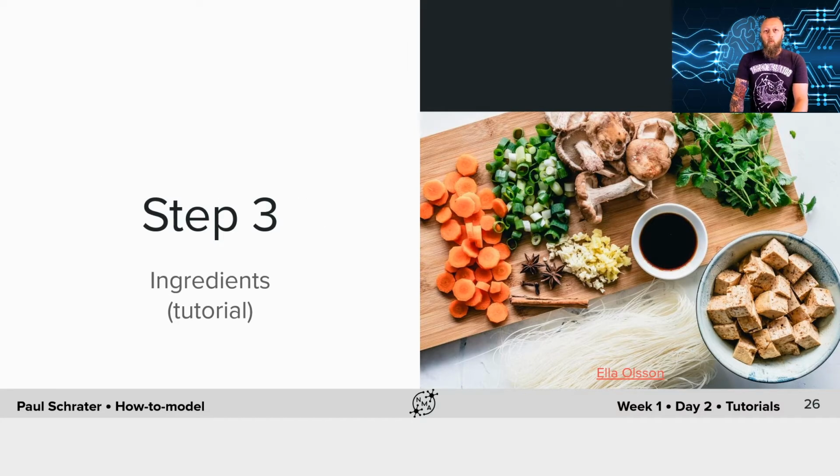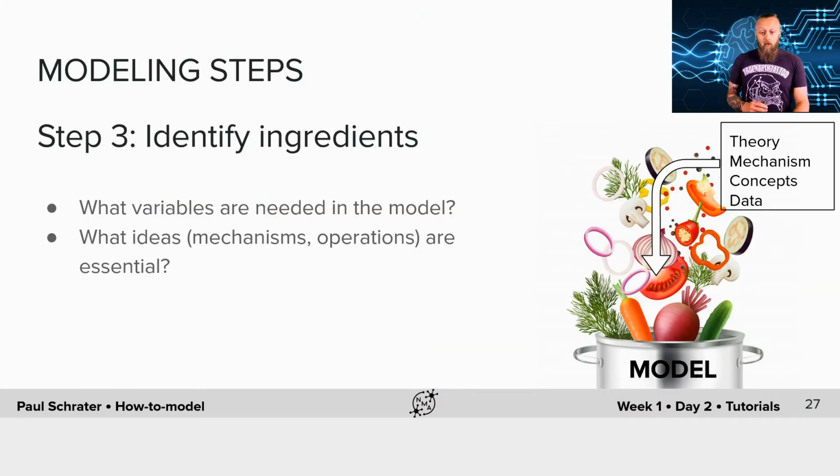Okay, so once you have your questions and goal, and you have done the literature review, we're now ready to think about what the model might need, which ingredients. So what are the ingredients of our model? To identify the ingredients, we want to ask what variables are needed in the model. What ideas, what mechanisms, what operations, what concepts are essential? What kind of data would we be looking at? Do we have any idea of the potential inner workings that we might think about in terms of the model?